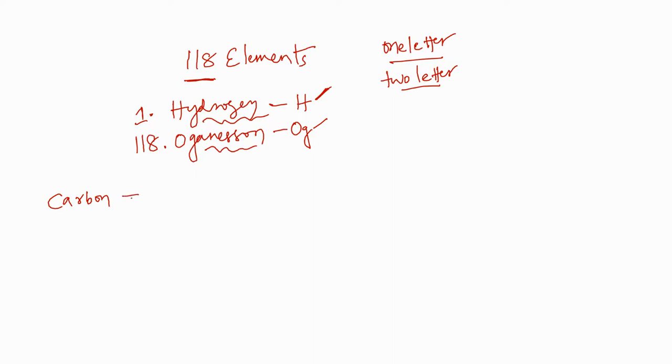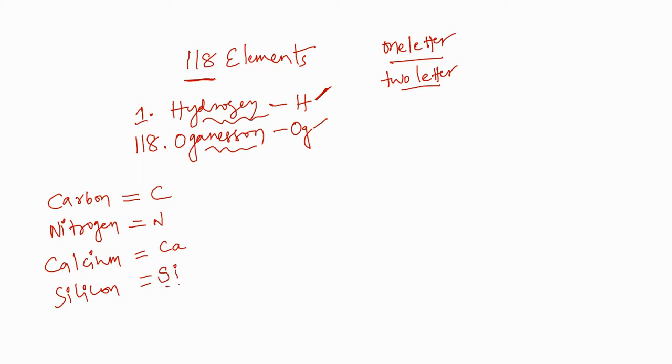Carbon, which has a one letter symbol, that is capital C. Nitrogen, which has a one letter symbol, that is capital N. And as well as calcium, which has a two letter symbol, that is capital C and small a. And silicon, which has a capital S and small i, that is the Si symbol. So you can understand one point, my dear students.